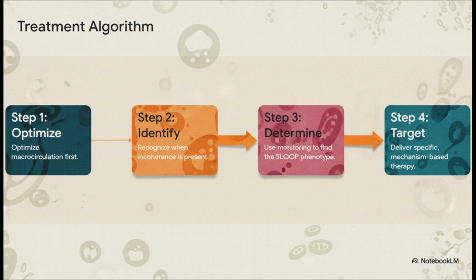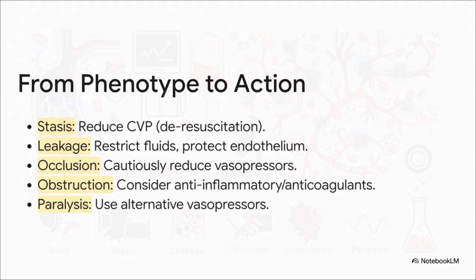Step 2 is recognizing you have incoherence in the first place. Step 3 is the big one, using all your clues to figure out the dominant SLOOP phenotype. And only then, in step 4, do you deliver a therapy targeted to that specific problem. And this slide shows exactly what that looks like. The logic completely changes depending on the phenotype.